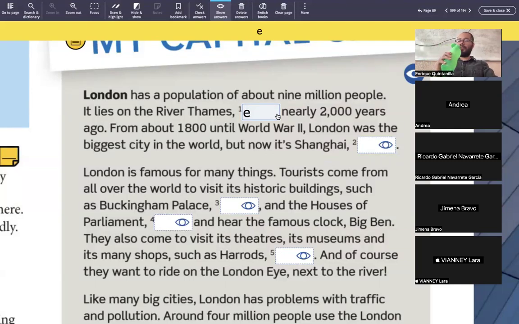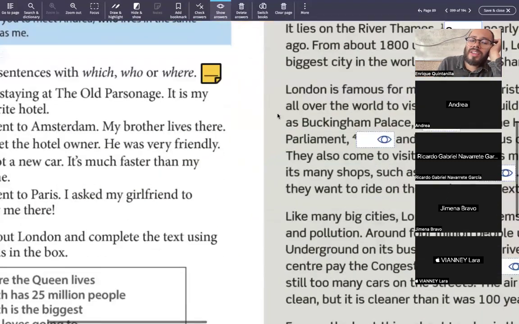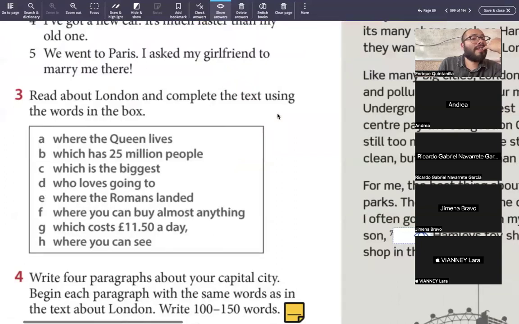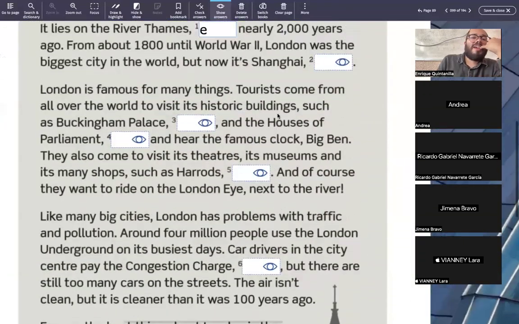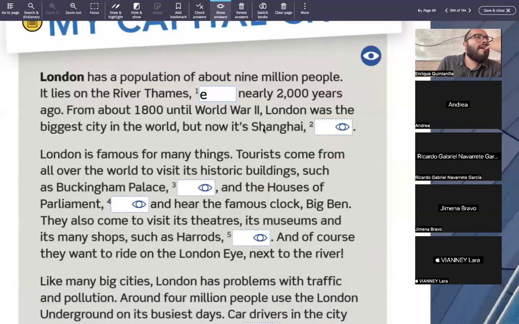Number two, what is the answer, guys? It says London was the biggest city in the world, but now it's Shanghai. I think is C, no? It's C. Here we talk about a city, right? Entonces, podría ser which o podría ser where. But in this context, it's more important. So it has to be which. Tiene que ser which.